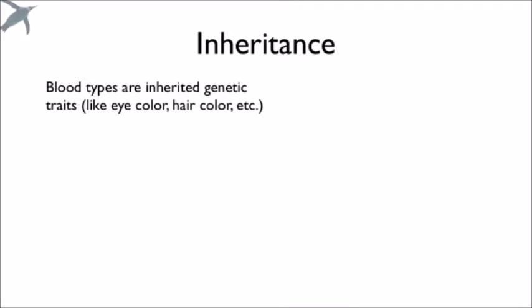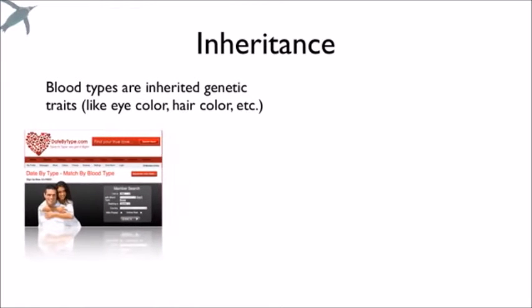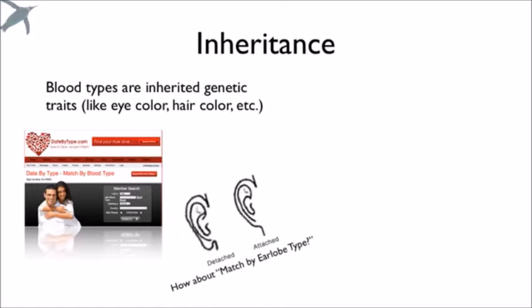Blood types are inherited genetic traits, so they're just like all the other things that we inherit, which does again make me think about this date by type thing. What if I can come up with a match by earlobe type? I mean, that makes about as much sense. Really?